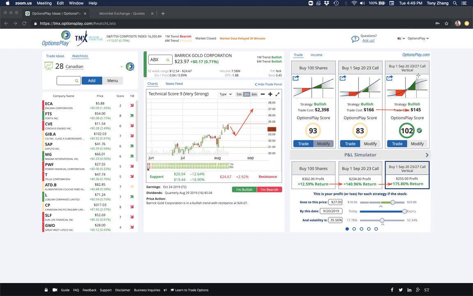Now, it's always nice to talk about the upside, but the reality of trading is that there's always risk, and that's really the most important thing as a trader to evaluate: what happens if this stock pulls back to 21?